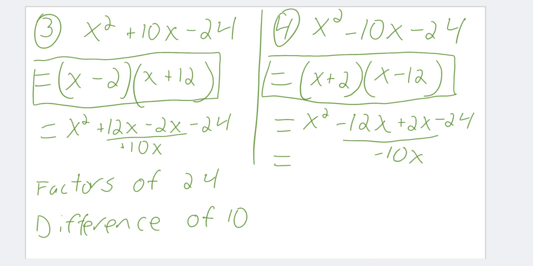All right. So again, on all these, the first thing you're going to do is list your factors of C. Okay, that's the first thing you're going to do on all these. Then decide, are they going to be the same sign or opposite signs? If C is negative, they got to be opposite signs. If C is positive, then they got to be the same sign, either both positive or both negative. Doesn't matter.